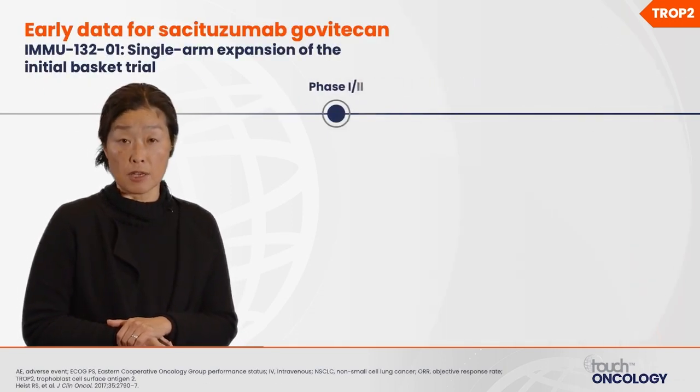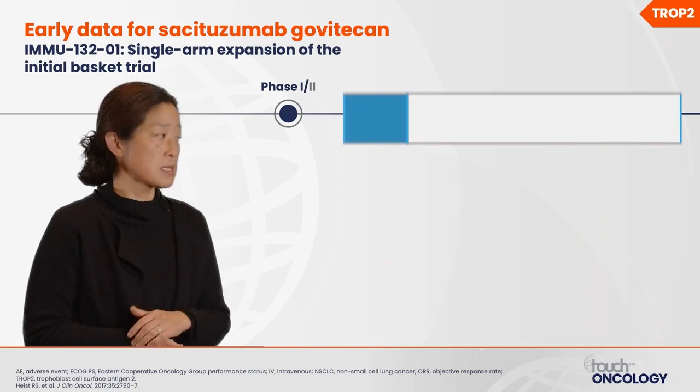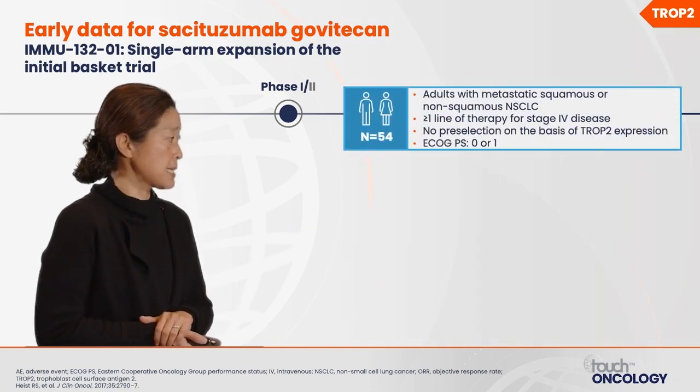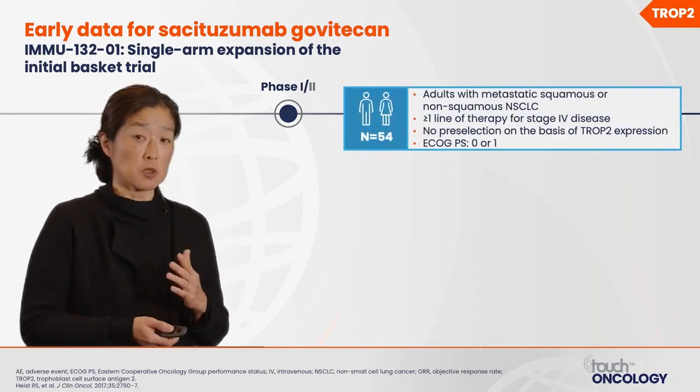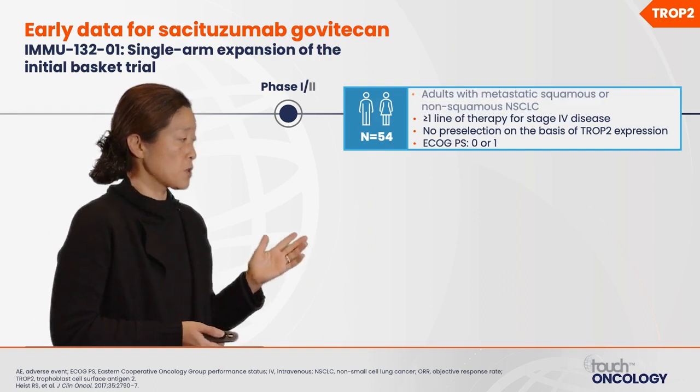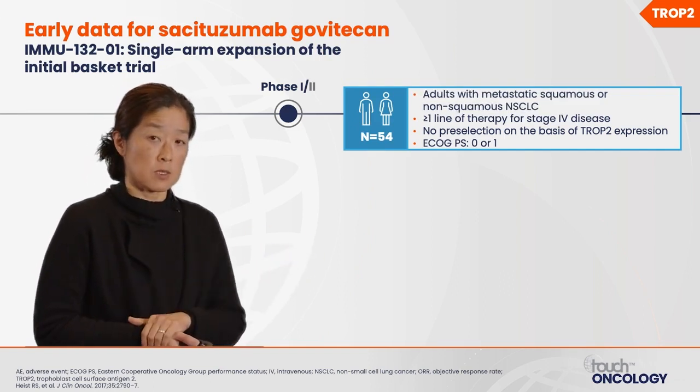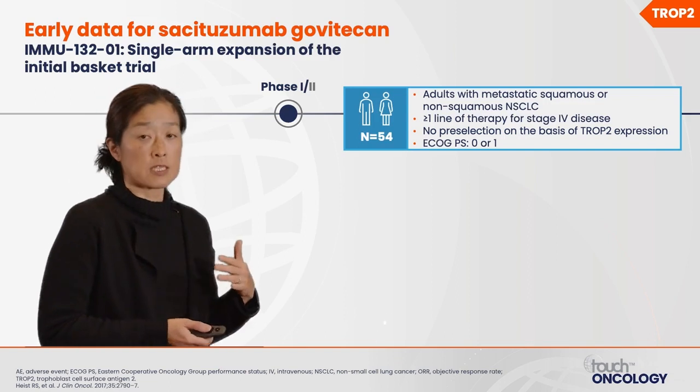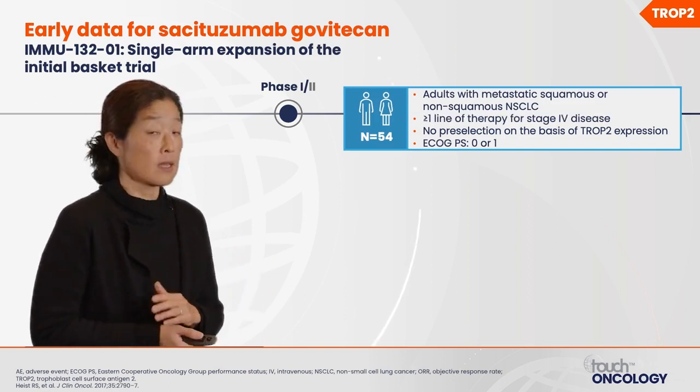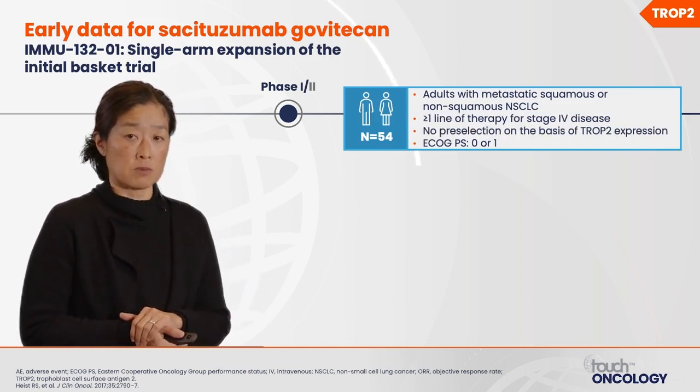Sacituzumab govitecan is another TROP2 ADC. Here we see the IMMU-132-01 study. This was a single-arm expansion of an initial basket trial. Here, patients with metastatic squamous or non-squamous non-small cell lung cancer were enrolled. Patients had to have at least one prior line of therapy. There was no pre-selection on the basis of TROP2 expression.